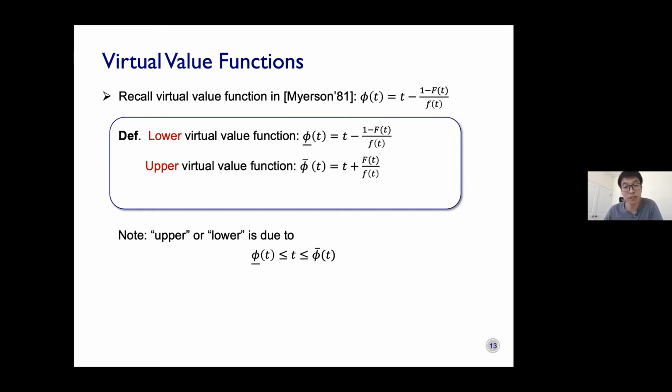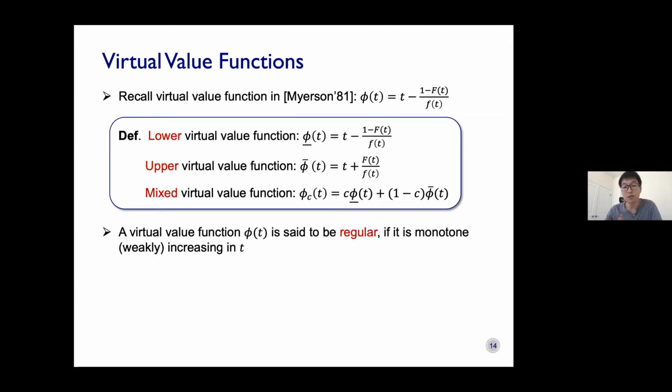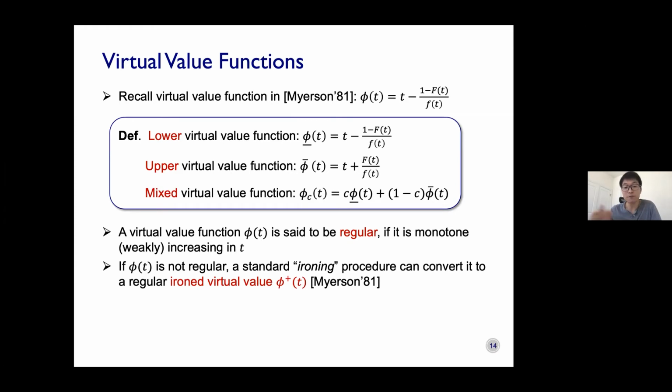And the most interesting part is that the optimal mechanism actually depends on a novel notion which we call the mixed virtual value, which is a convex combination between the upper and the lower virtual value. That somehow naturally arises in the optimal mechanism. Okay, it's just a convex combination. So a virtual value function, just like in the standard notion, is called regular if it is monotone increasing in t, and if φ(t), any virtual value function, is not regular, there's a standard ironing technique that can convert it to a regular virtual value function.